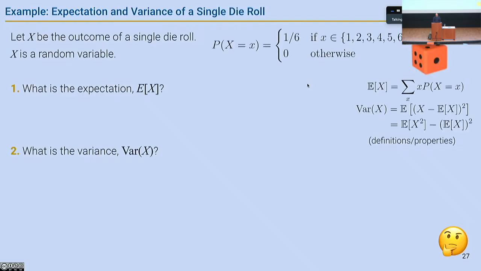All right, so here's a practice that we should go through. I have a die here that has 6 sides, and each side lands with equal probability. And I want to compute the expectation and variance of rolling that die. This is a very natural exam question.